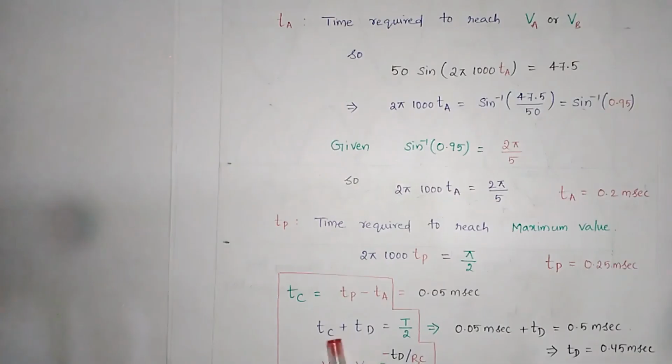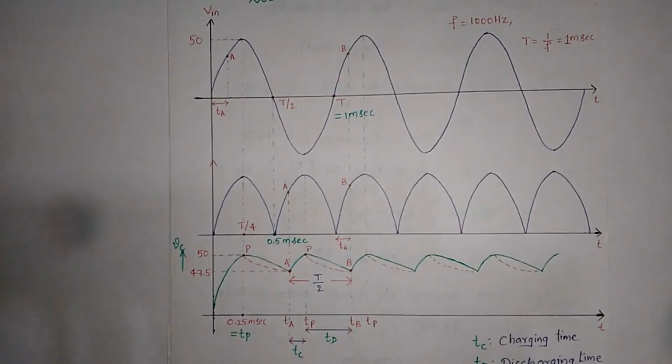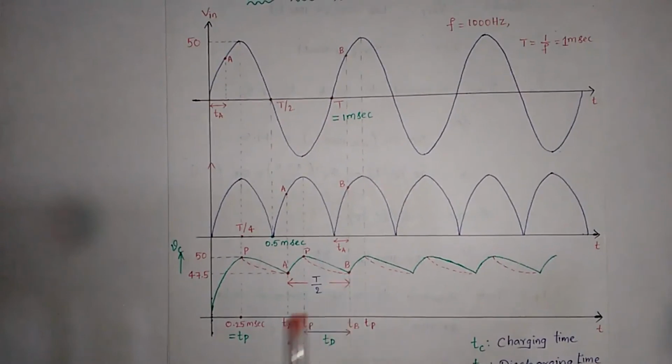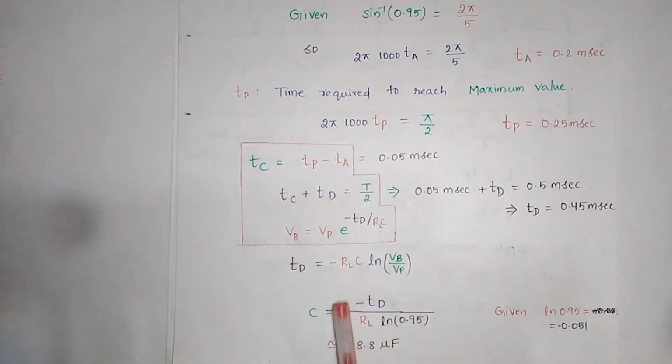From this relation, we can find Td, since Tc and half the period are known quantities. And the potential at point B is equal to peak voltage into exponential of minus Td by RL into C. And from this relation, all are known quantities except C. And it is found to be approximately 8.8 microfarad.